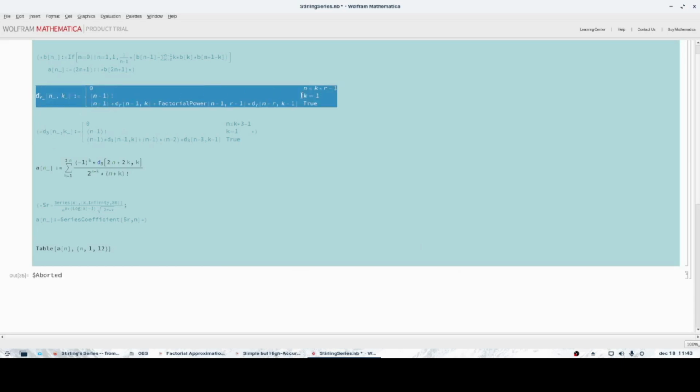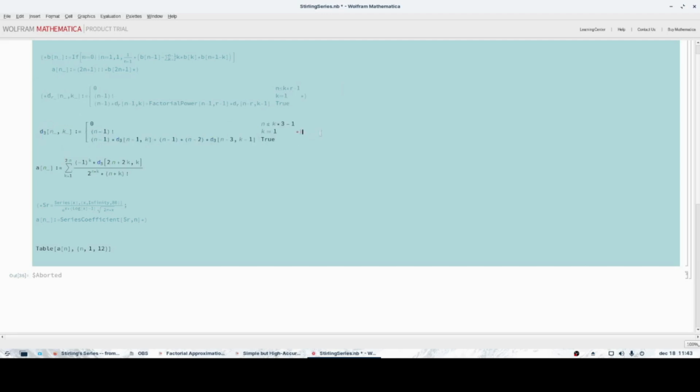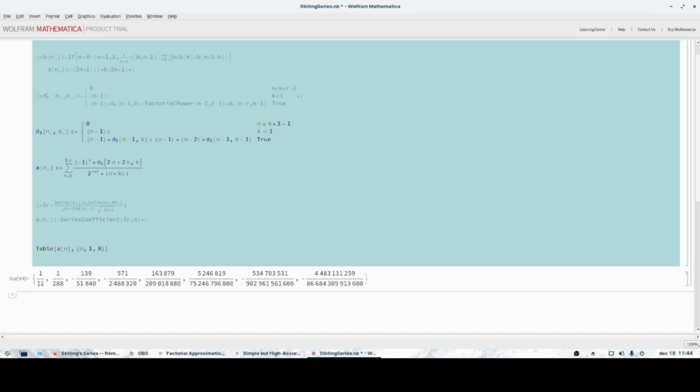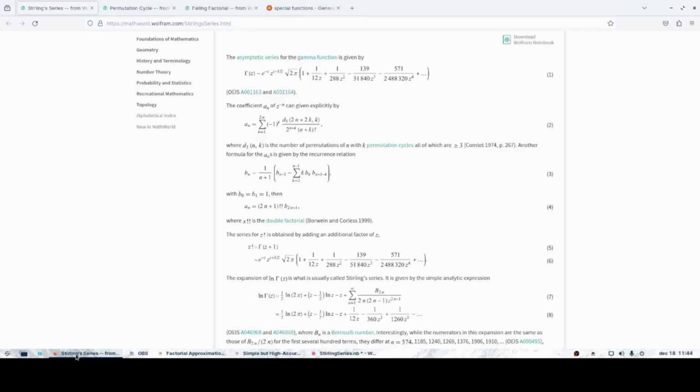I can use even the d3. Maybe it's faster, but I think it's not. As you see, also the same thing. It's thinking and waiting. For 8 elements it's working faster. Okay, so maybe we can take another formula for computing the Stirling series coefficients.